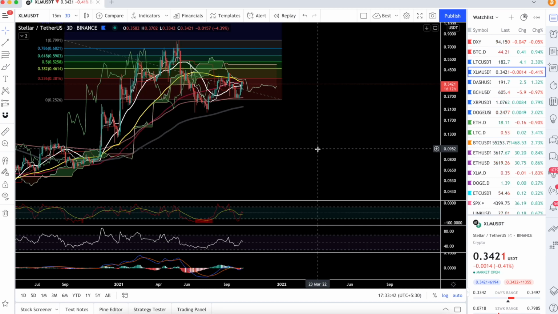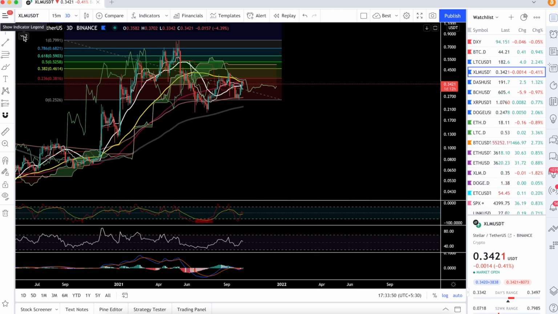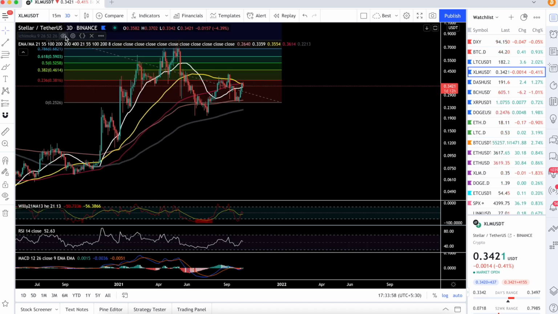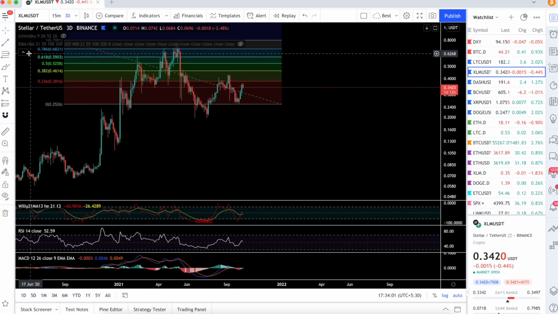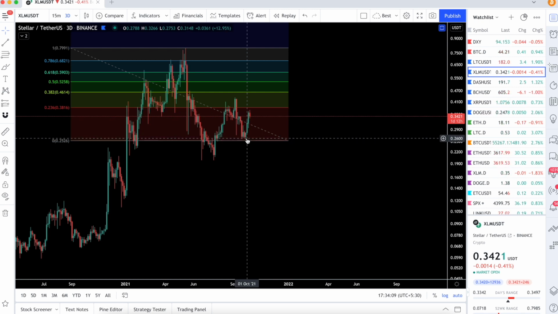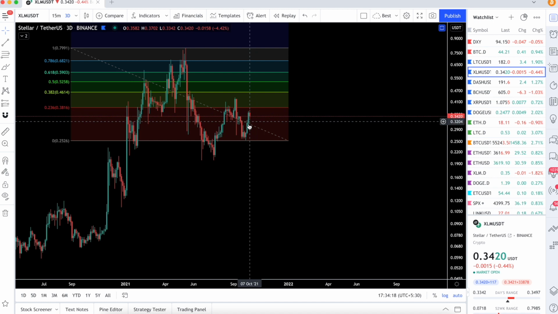In this video, I'll be taking a look at the Stellar Lumens USDT pair as well as the Stellar Lumens BTC pair. So, what you're looking at right now in front of you is a 3D chart. Each bar represents 3 days' worth of price action, and we saw very beautiful price action from Stellar Lumens at the start of this month. We went from nearly 25 cents to 37 cents in the span of 12 days, which is spectacular.